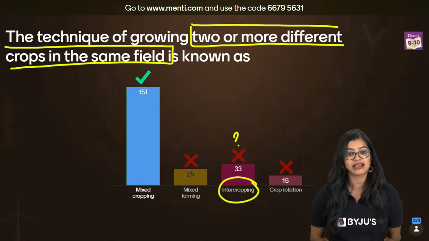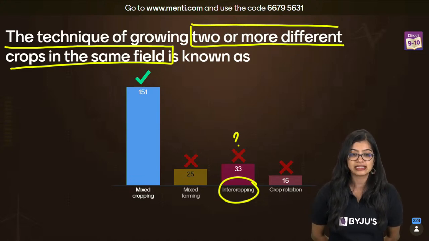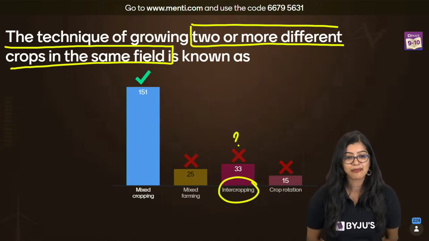Ma'am, ye to galat baat hai. Kya hua, Pranya? What happened? Yes. Black boy, please pay attention in class.